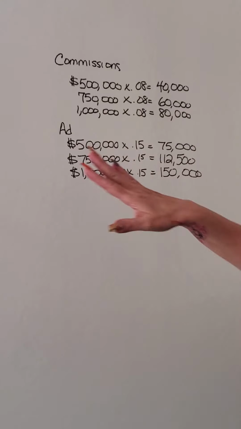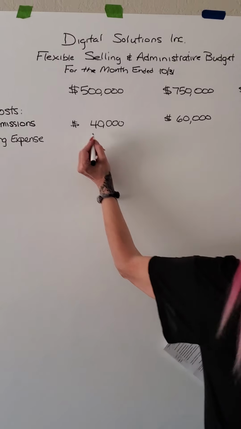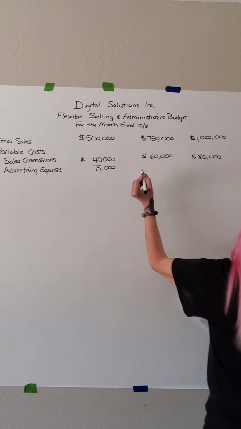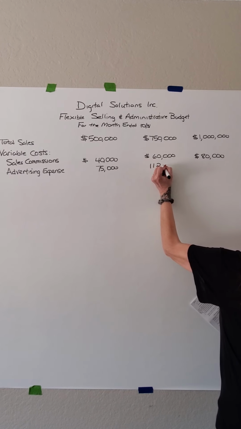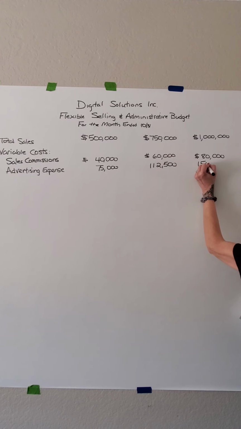So again, I'm going to put those into our form for the administrative budget. So we've got $75,000, we have $112,500, and we have $150,000.